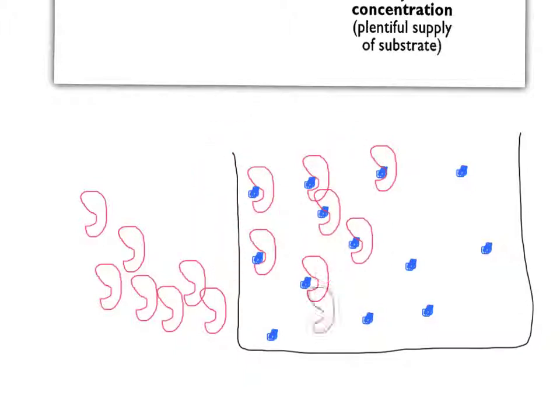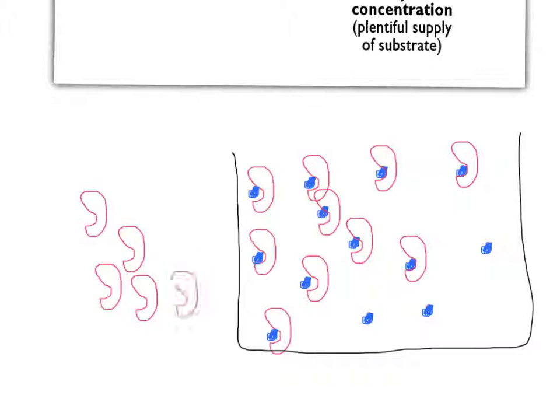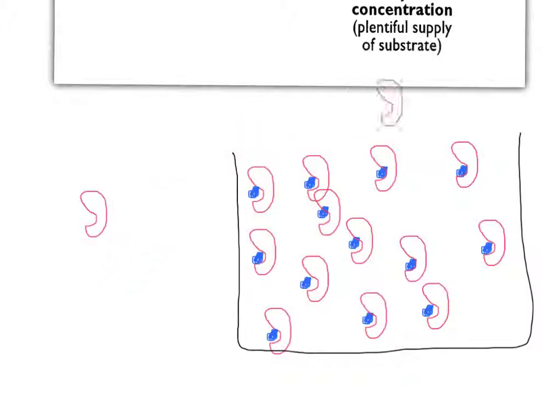We keep getting more and more enzyme substrate complexes, more and more product, and that will continue as long as the substrate's in excess, as long as we've got enough substrate. But when we reach a situation where all of the substrate is bound to enzymes, adding further enzymes doesn't result in the production of any more enzyme substrate complexes. So we do reach that maximum rate eventually when we add more and more enzyme.